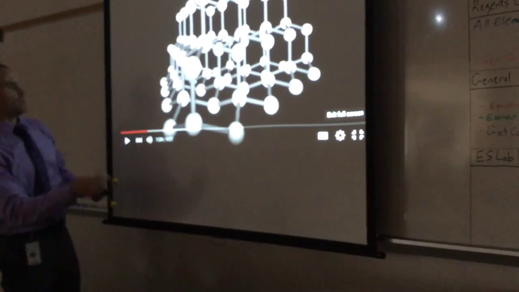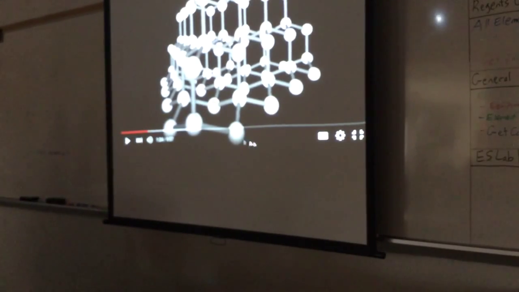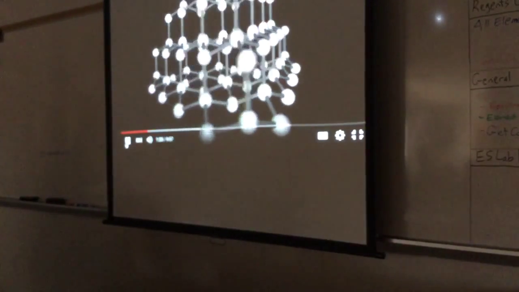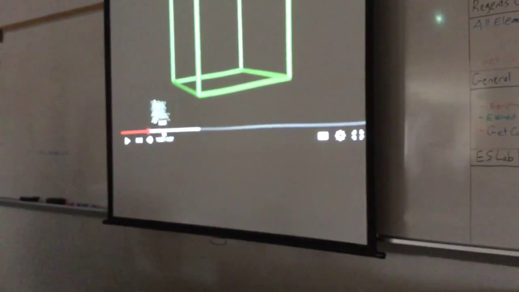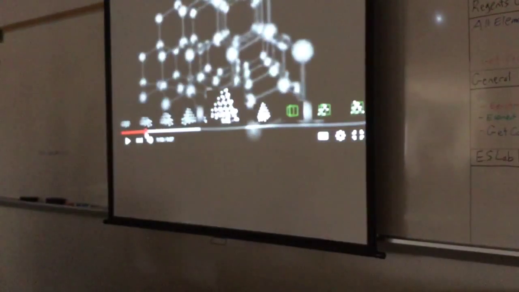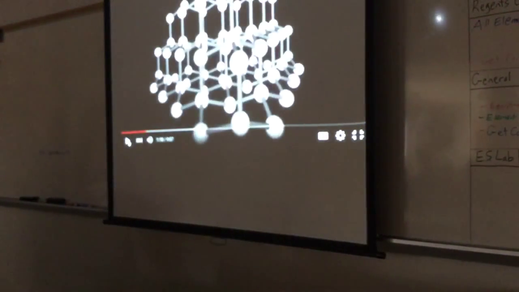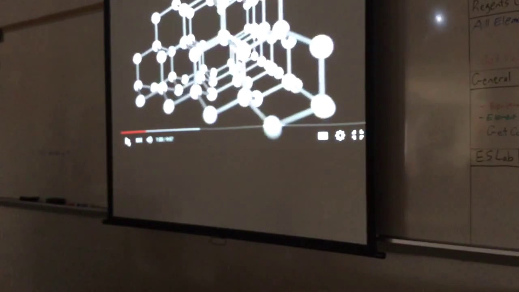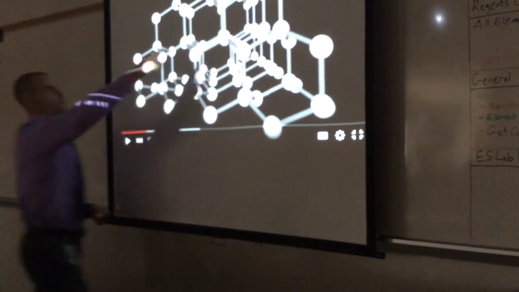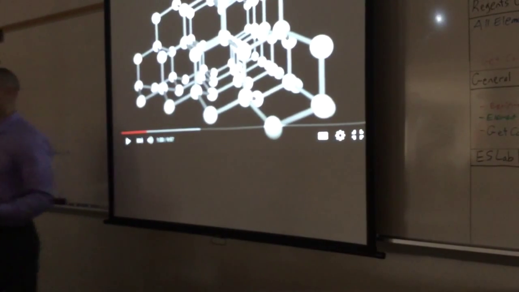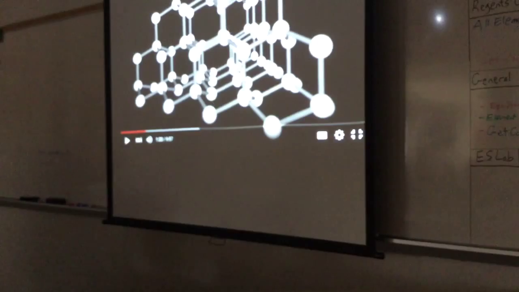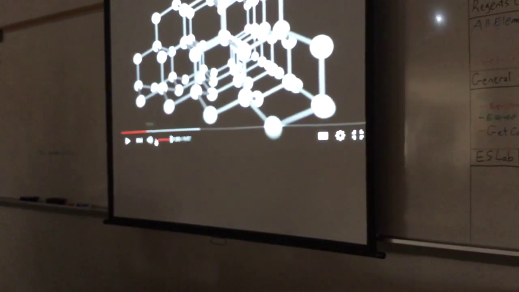And you can see the shape. That one's kind of distorted. Okay, right there. Pretty close. What's that shape look like right here? Hexagon, right. It forms a bunch of hexagons repeating over and over and over. So that's diamond. That's what diamond looks like.